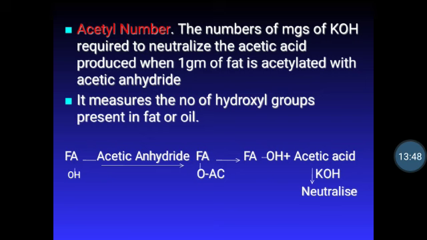The significance of acetyl number is that natural or rancid fat contains fatty acid with free hydroxyl groups, which are converted into acetylated fat by the reaction with acetic anhydride. It is used for studying the natural properties of fat and to detect adulteration and rancidity. These all are parameters of identification of fats and oils.